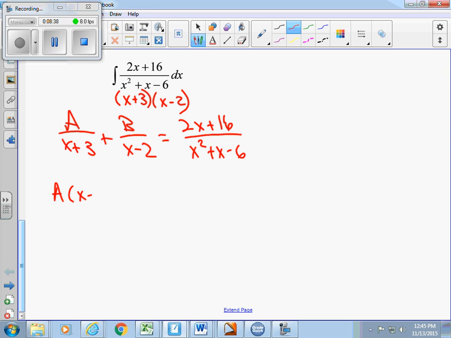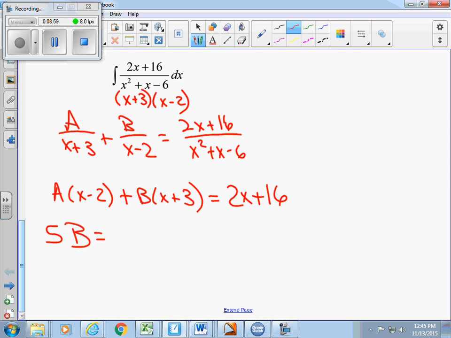A times x minus 2 plus B times x plus 3 equals 2x plus 16. Plug in negative 3 for x and plug in 2 for x, in either order, whichever way you want to do it. So if I plug in 2, I get 5B equals 20. So B is 4. Am I going too fast? Is that okay?